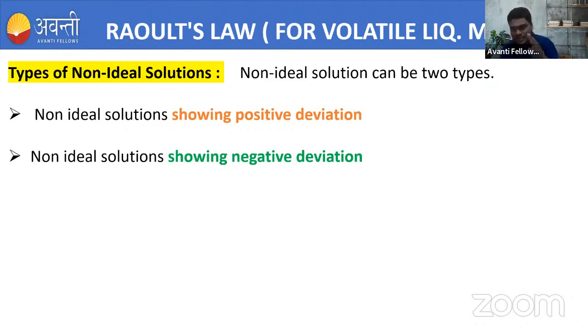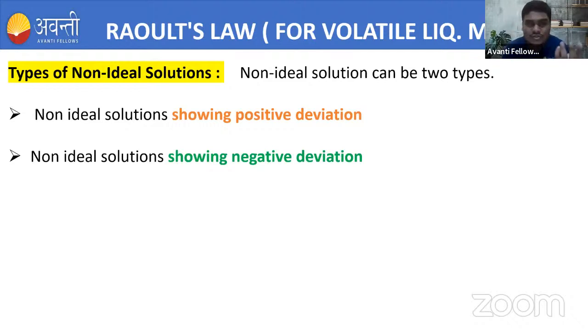Right? Only two options are there now. If PT is equal to PA plus PB, then we say it is ideal. Now, what other two options? PT is either greater than PA plus PB or PT is less than PA plus PB. Only these two scenarios are left, right? Because PT equal to PA plus PB is already covered.